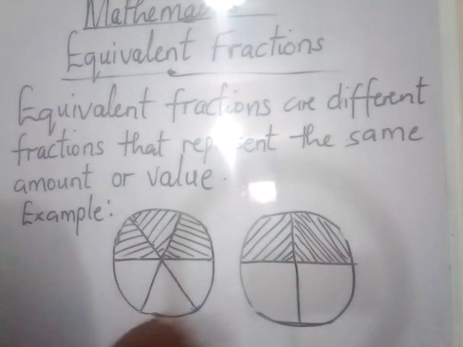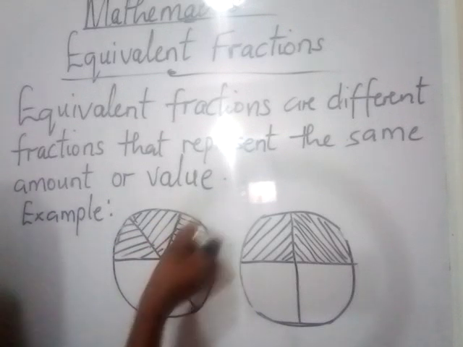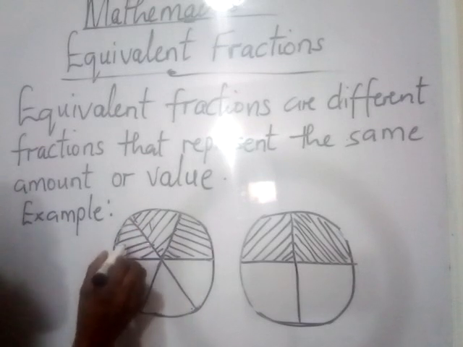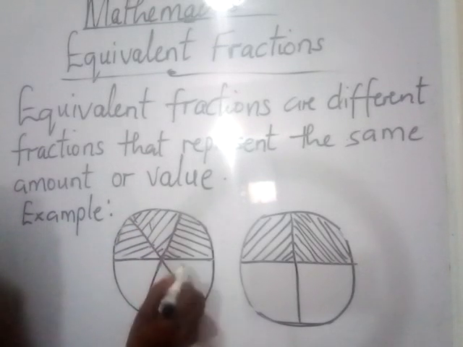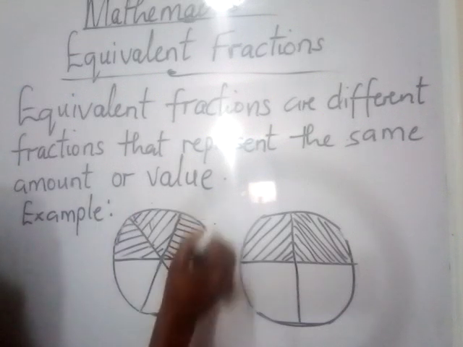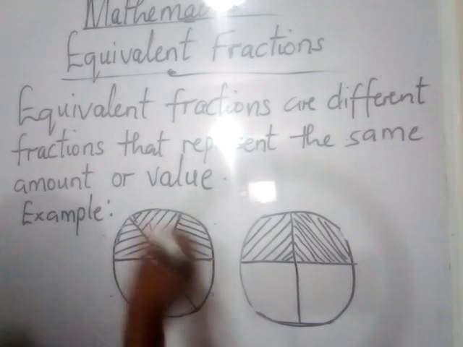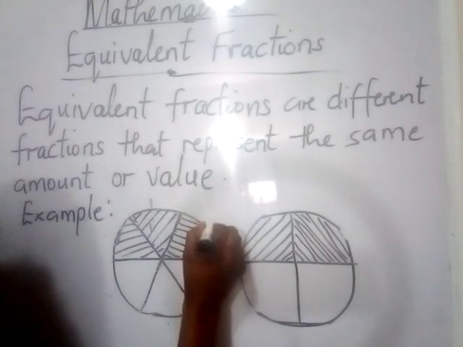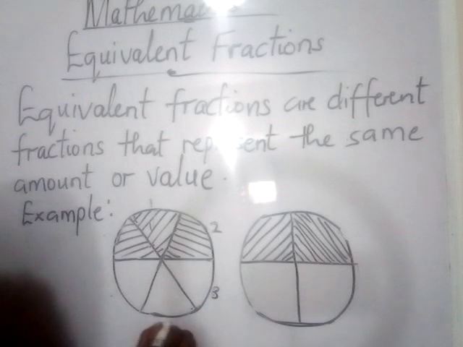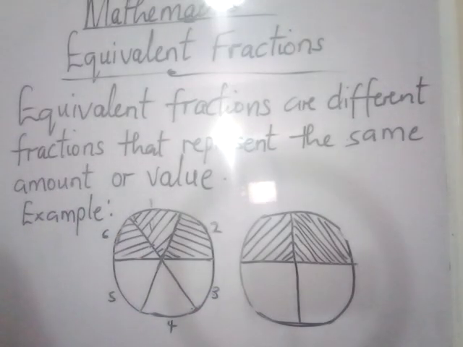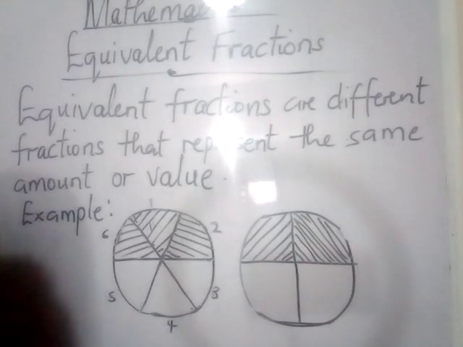So if you look at this first circle, it is shared into 6 equal parts. This is one of the parts. This is the second one right here in the middle, and this is the third one. So this is 1, 2, 3, 4, 5, 6. Those are 6 equal parts. Let me just write 1, 2, 3, 4, 5, and 6. Now let's go to the second diagram, the second circle.